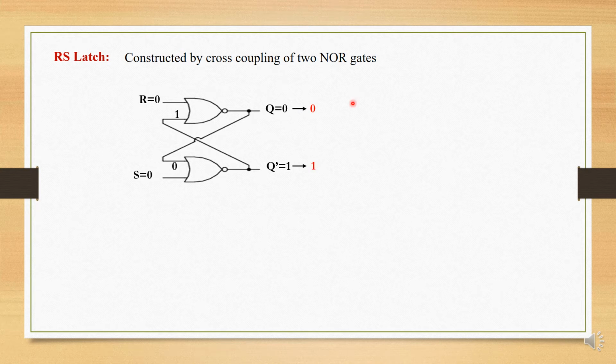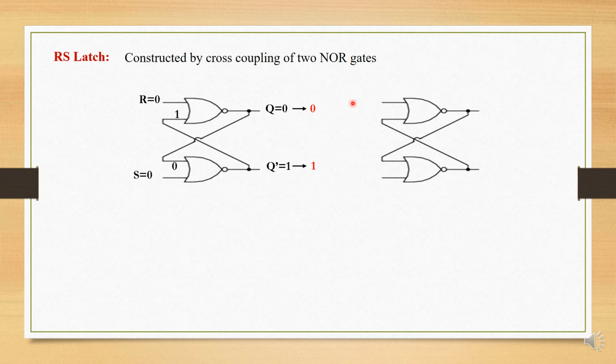So now let us analyze the second case, that is, assumption of previous state Q equal to 1 and Q bar equal to 0. Let us apply the inputs as R equal to 1 and S equal to 0. Here we can observe that we have enabled the R input, that is reset input, and we have disabled the set input. So obviously when you are enabling the reset input, the expected output should be 0. So let us analyze the operation here.